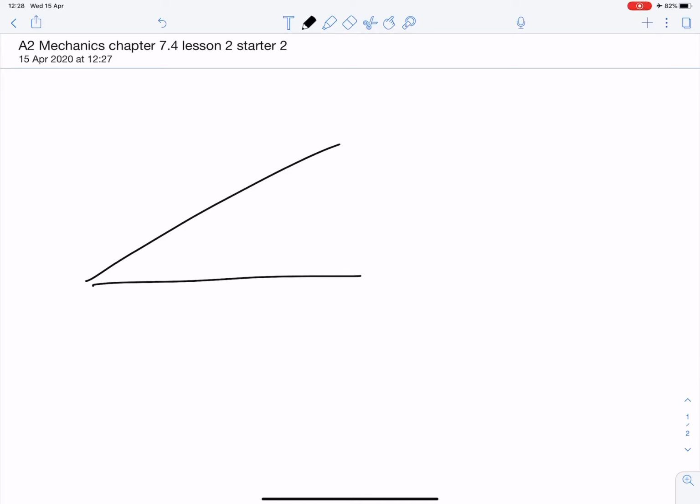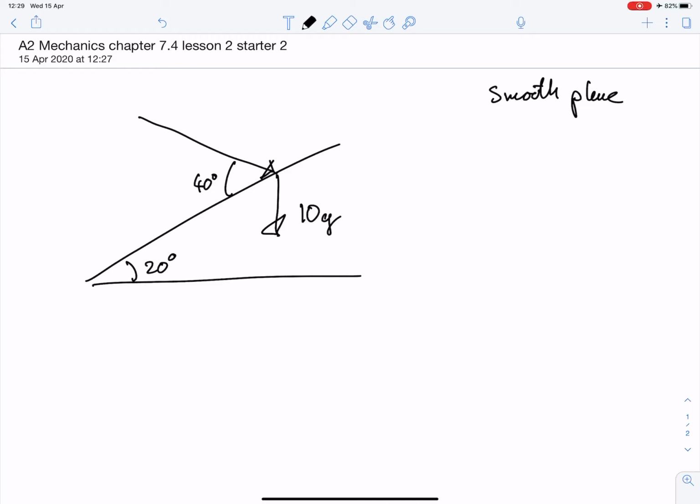A smooth plane, at an angle of 20 degrees to horizontal, with a force pushing our particle, which is 10 kilograms. So we've got 10g acting downwards, and the force is at an angle of 40 degrees to the plane, pushing with a force of 20 newtons. Find the acceleration.